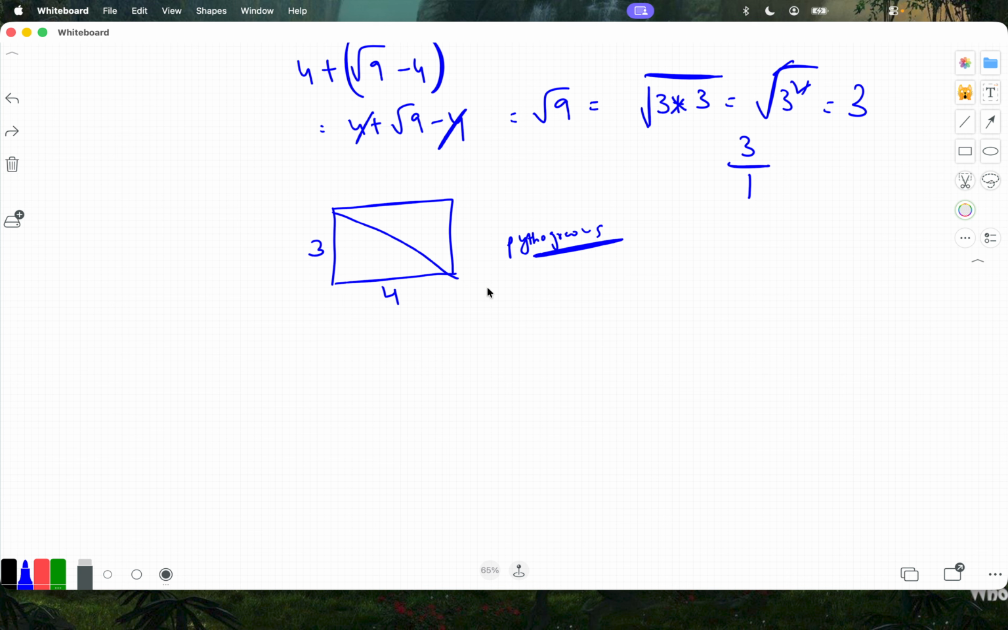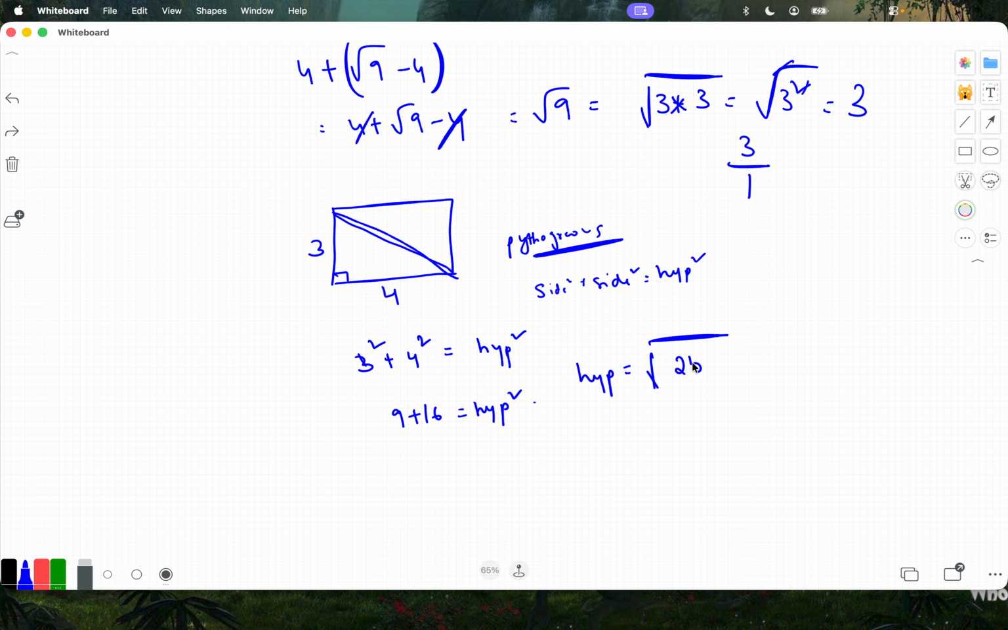Pythagoras theorem. Side square plus side square is equal to hypotenuse square. So here it is a right angle, so this is the hypotenuse. So 9 plus 16 is equal to hypotenuse square. If you just want the hypotenuse, if you bring the square to this side, it will become a square root. Square root of 9 plus 16 is 25. So hypotenuse is 5. It means 5 by 1. You can write it as 5 by 1, a by b form. So it is rational.